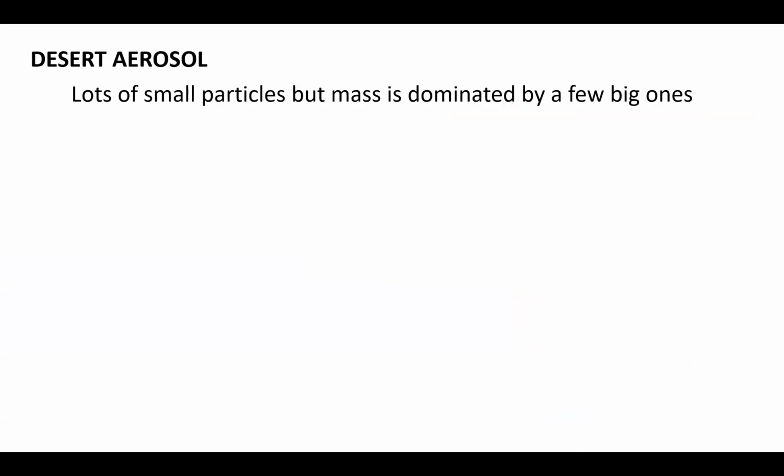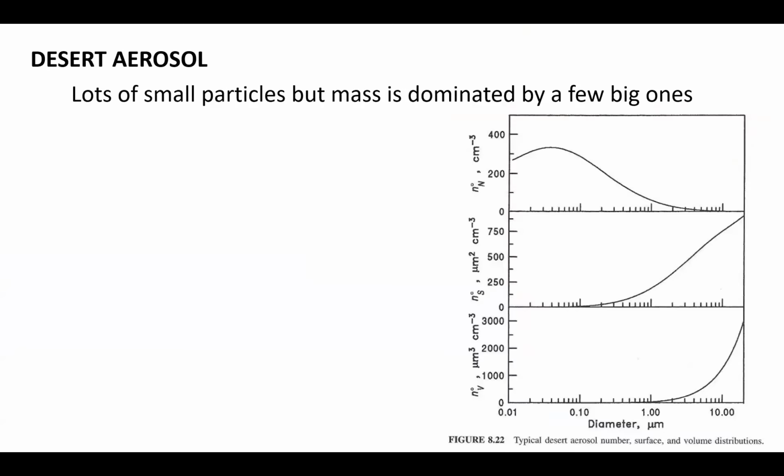And lastly, desert aerosol. So this is the kind of aerosol that would characterize Tucson. Desert environments have lots of small dust and sand particles, but the mass of these distributions is dominated by a few particles. So you see typical desert aerosol number on top, surface area in the middle, and mass or volume on the bottom. The number peaks at small sizes, like we've said many times, and then for desert aerosol, mass is really strongly dominated by a few big particles.